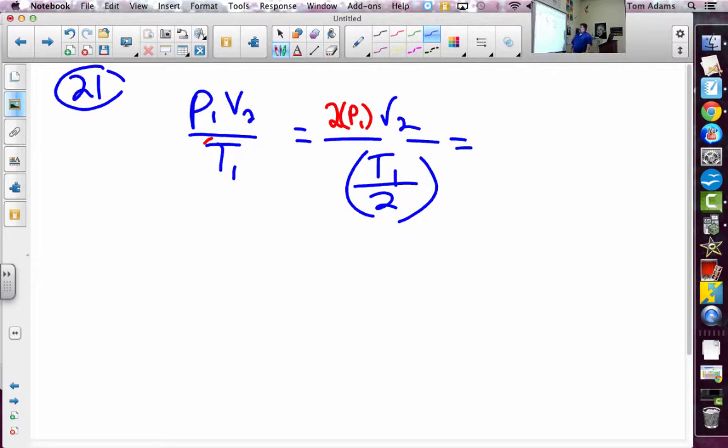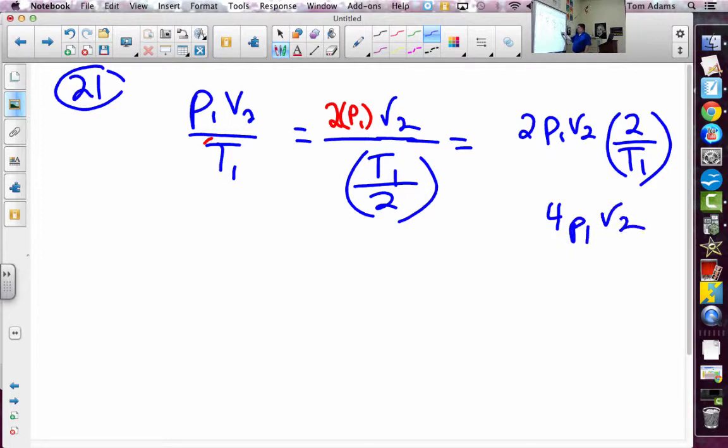So when you divide by a fraction, you really multiply. So I've got 2 P sub 1 V sub 2, right? You really multiply by the reciprocal of the fraction, right? When you divide by this fraction, you multiply by the reciprocal, which is 2 over T1, right? So then that becomes 4 P1 V2 all over T1.